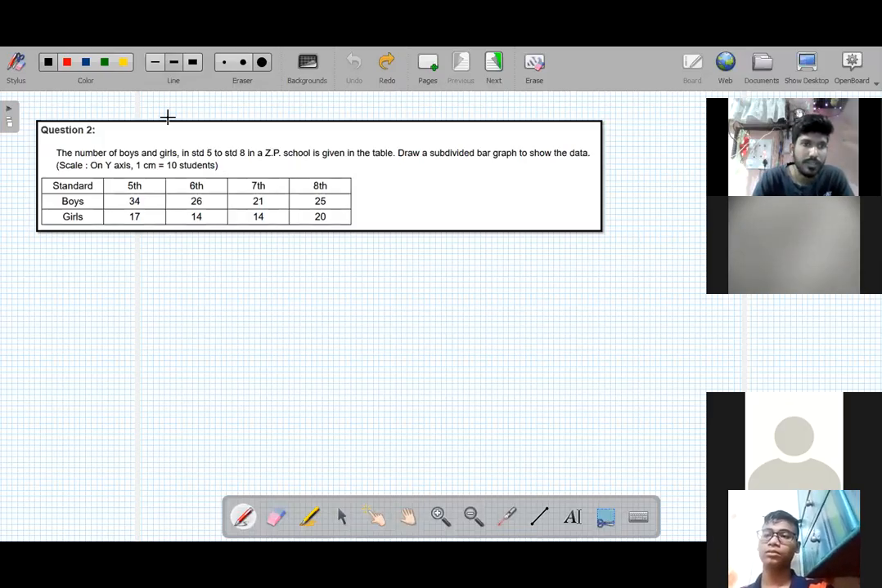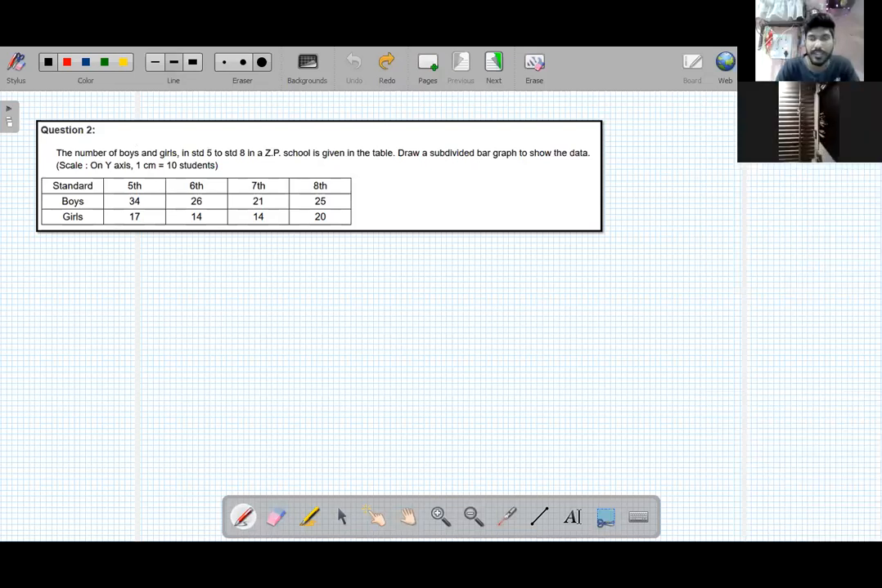We had started with statistics and with the topic subdivided bar graph. This was the first question which we had started, but we did not complete the graph of your exercise question number 2. So we'll complete the graph, and then we'll move on to the next part. Okay, I'll restart this question.